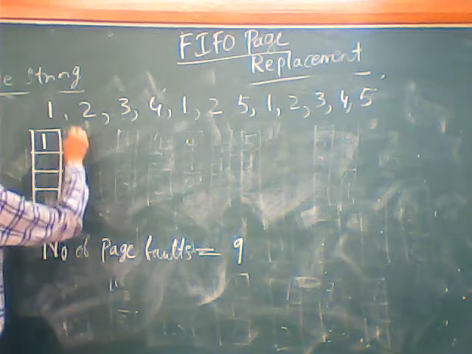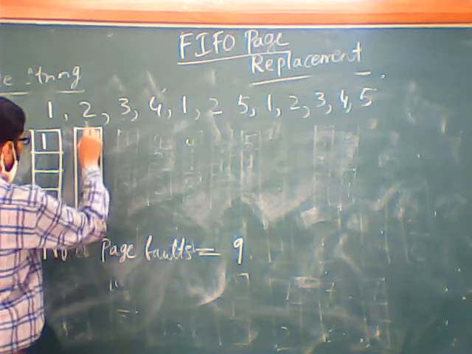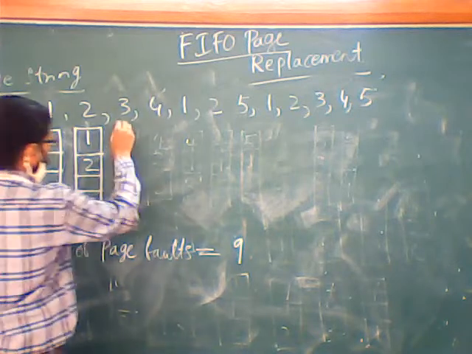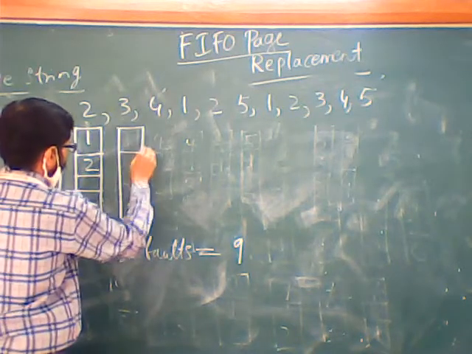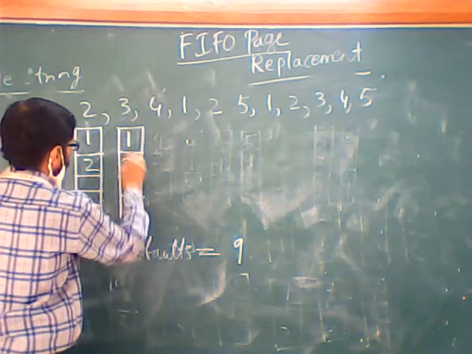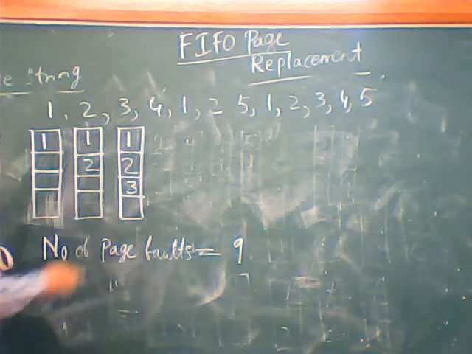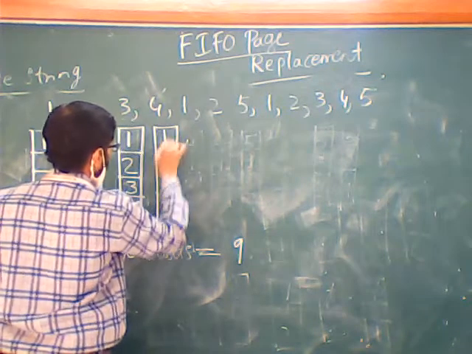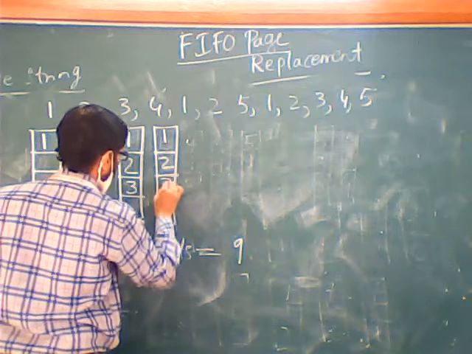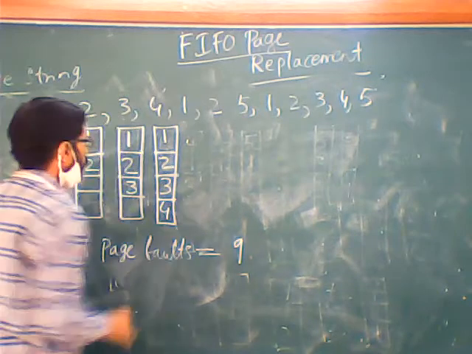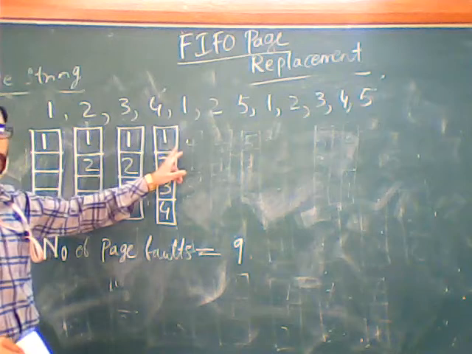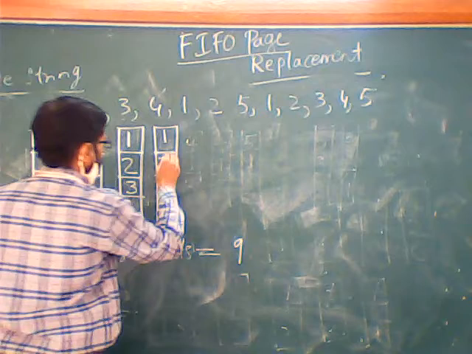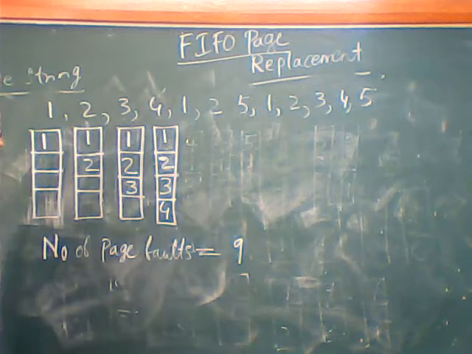So it will be 1, then we take 1, 2, then for this it is not available, so 1, 2, 3. Okay, frame size I am making it as 4 here. Now 4 is also not available, so 1, 2, 3, 4. Now is 1 present? Yes, 1 is already available. 1 is already there, so no need to make any changes.